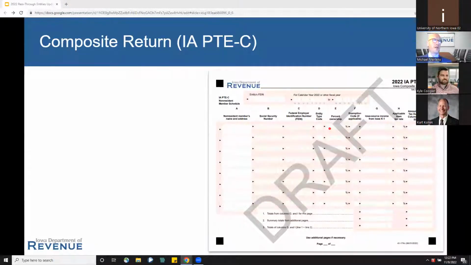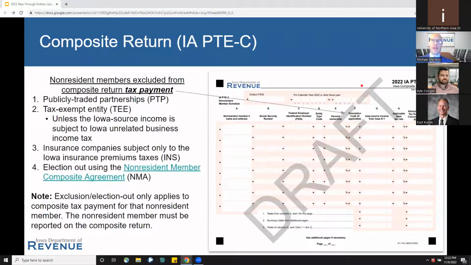I wanted to pause here on this exemption code because this is an important piece of the composite return. This is column F here. So there's a small handful of non-resident members who are exempt or excluded from the composite return tax payment requirement. And this is where you record those non-resident member exemptions here in column F.